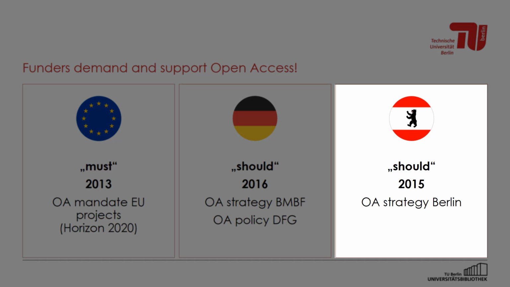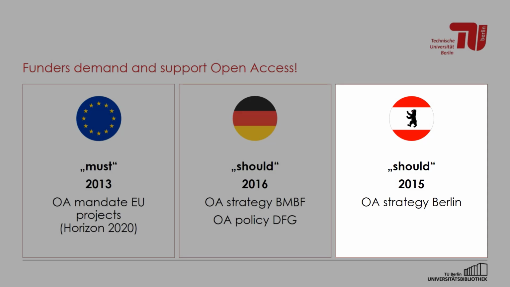The open access strategy for the state of Berlin, which was adopted in 2016, takes a similar approach. Researchers at Berlin higher education institutions should publish open access, but there are no sanctions if you don't comply.